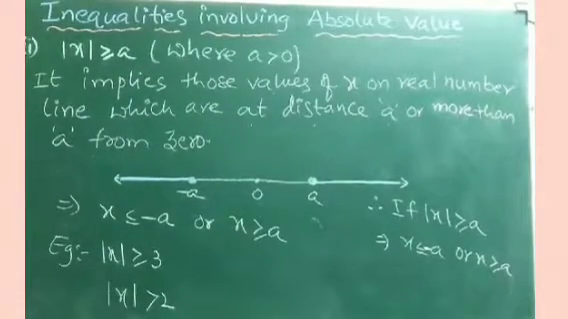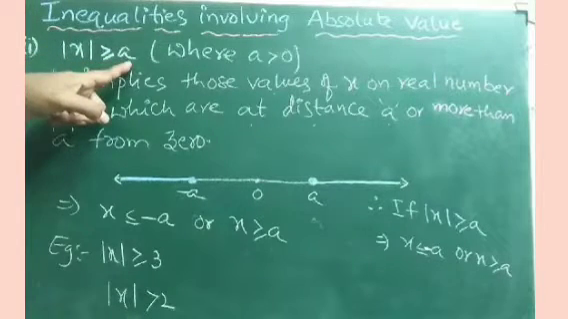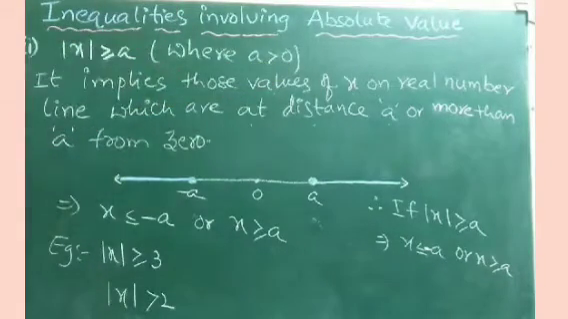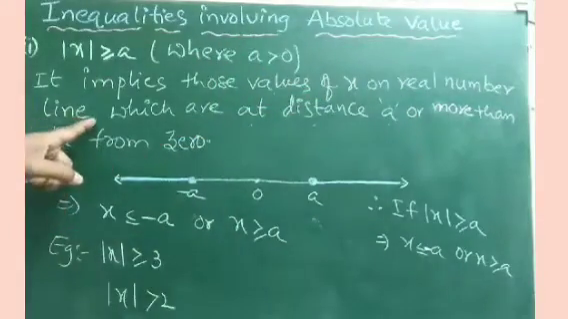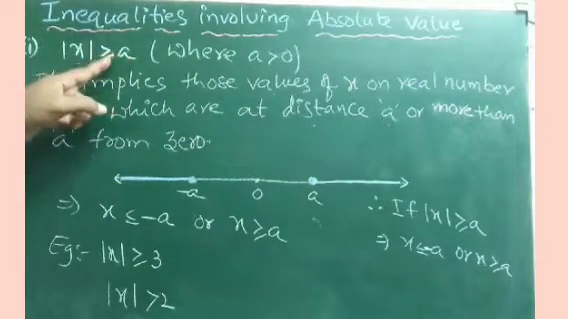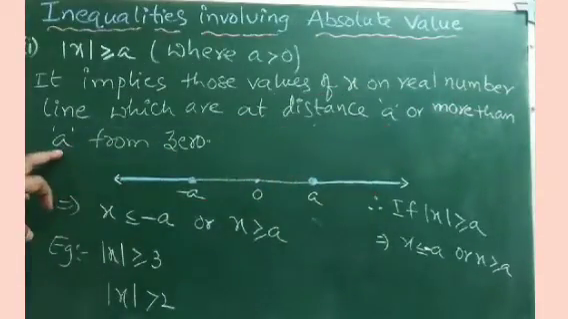Look at property number 2. Second one, modulus of x greater than or equal to a. Then what is the solution? Once again, the condition is that a is positive, greater than 0. You know, the meaning of modulus of x greater than or equal to a is nothing but all the values of x on the real number line which are at a distance of either equal to a or more than a from 0.